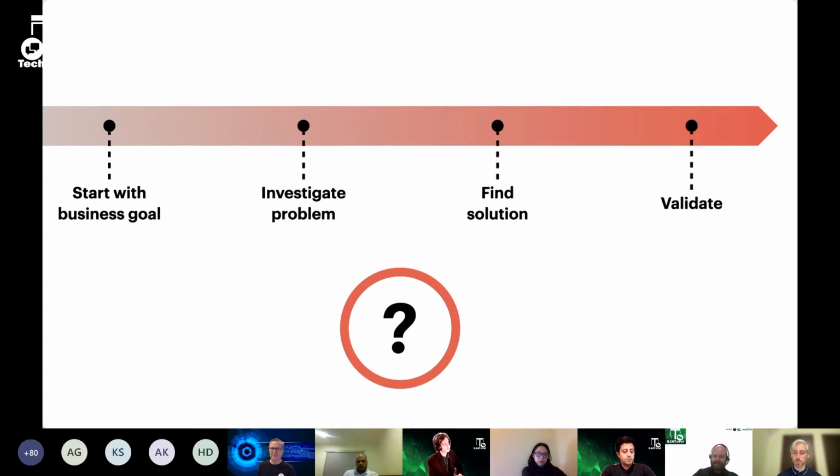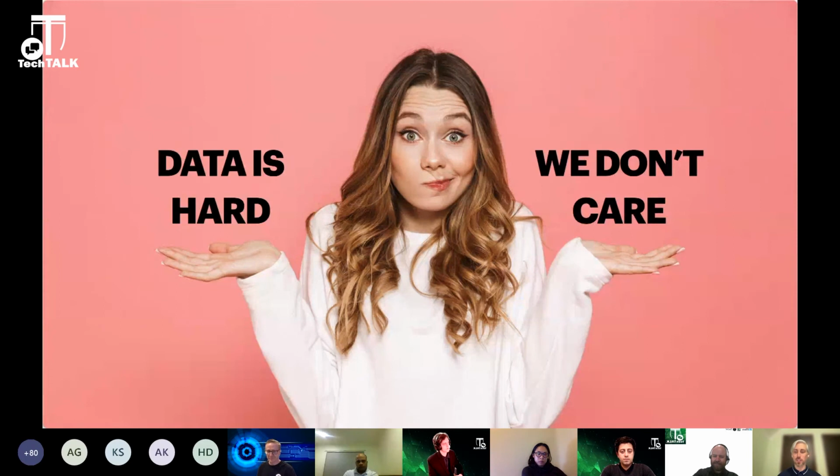So why is that? I think there are two potential reasons for this. The first is, well, data is hard. It could be really hard and complex. And the second could be that we actually don't care. I mean, we say we care, but we not always care. And this is not a care problem. It's actually about having or not having a data-driven culture.